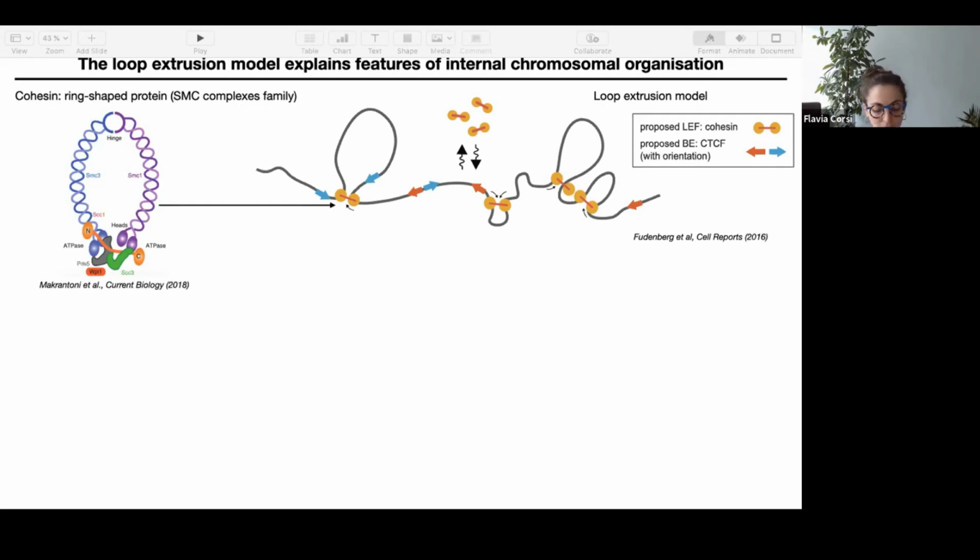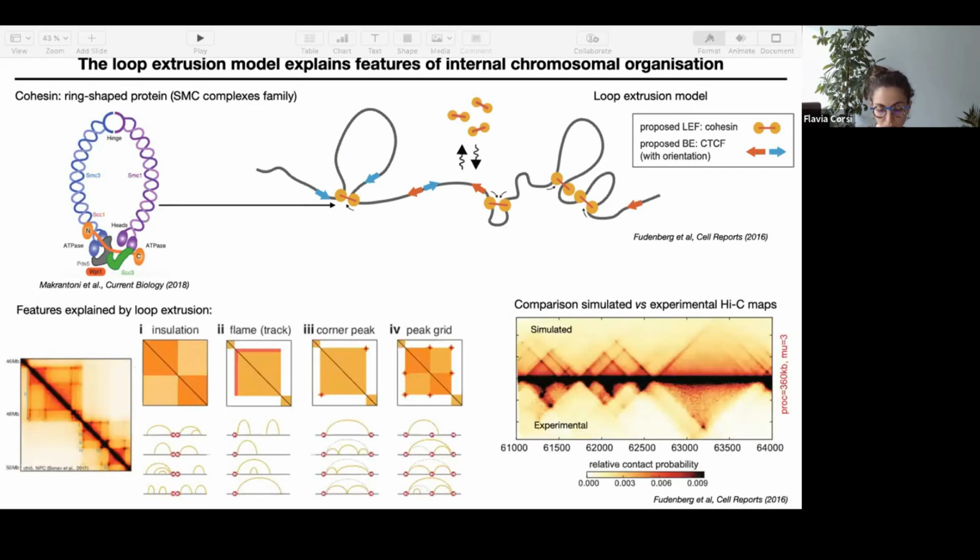This model is the best supported model because it's the only model that can explain most of the features that we see in experimental contact maps. For example, it can explain stripes, insulation and flames arising from unidirectional extrusion of a loop when encountering a CTCF site only on one side, or corner peaks and peak grids that can arise from single loops or nested loops. So on the right, we have a comparison of a simulated map generated with a loop extrusion model and an experimental map within the same genomic region.